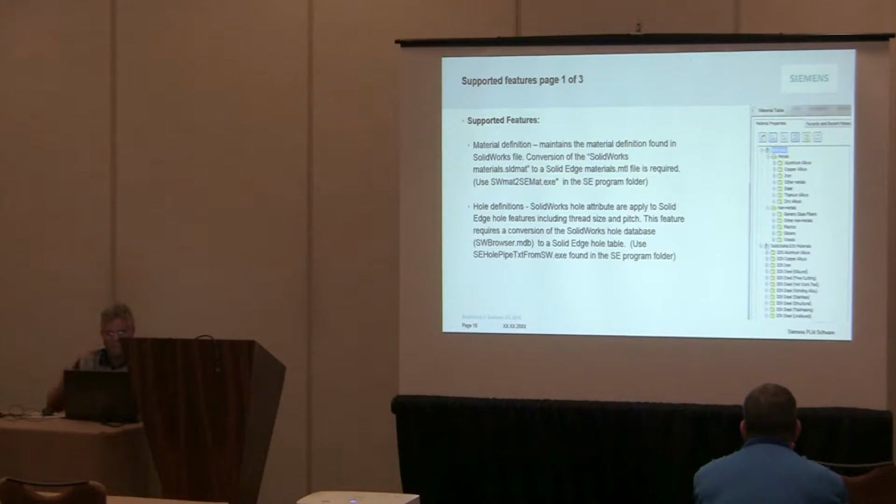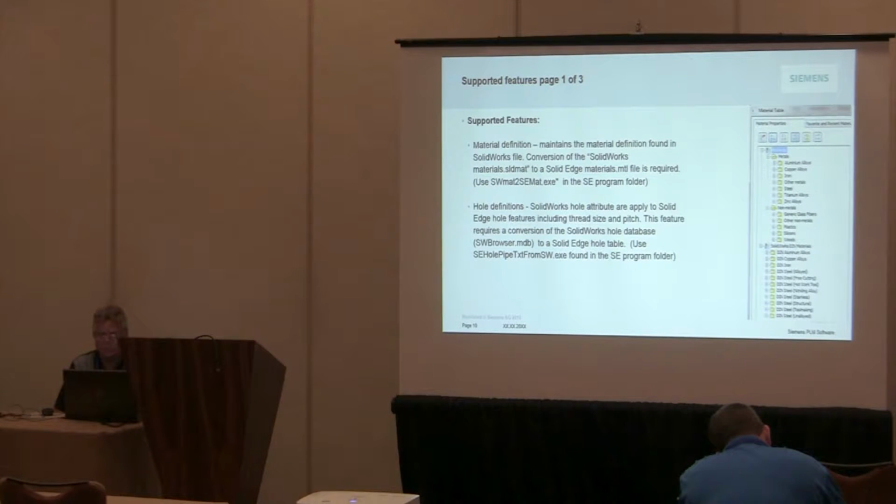So to make this more successful, we provide you a little utility, swmat2semat.exe. And basically what that does is it takes the SolidWorks material file, their SLDMAT file, and converts that to a Solid Edge MTL file. That will ensure that when we find the SolidWorks piece of material definition, we'll find it in our material file, and we'll hook it up, and you'll have all the properties of that material as well.